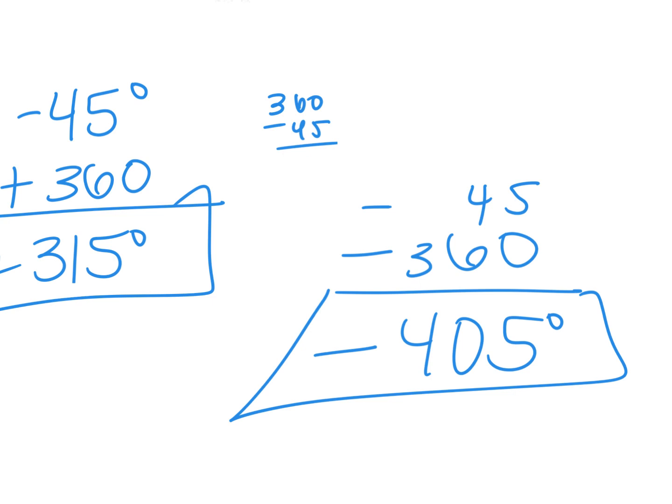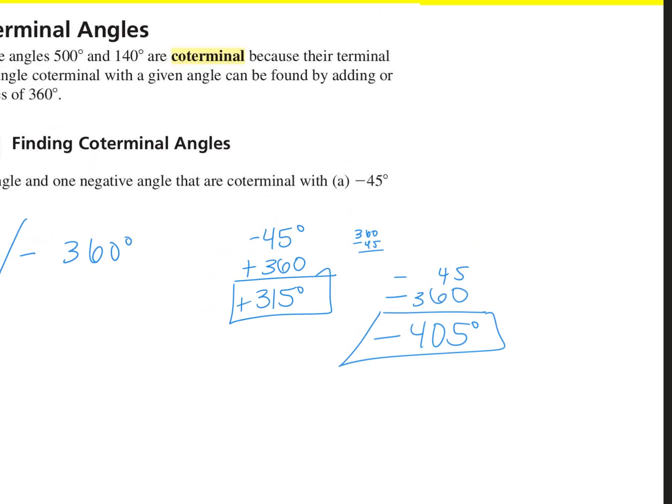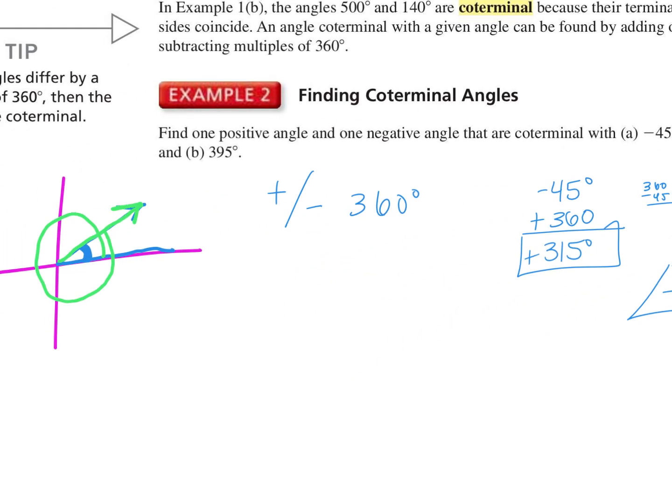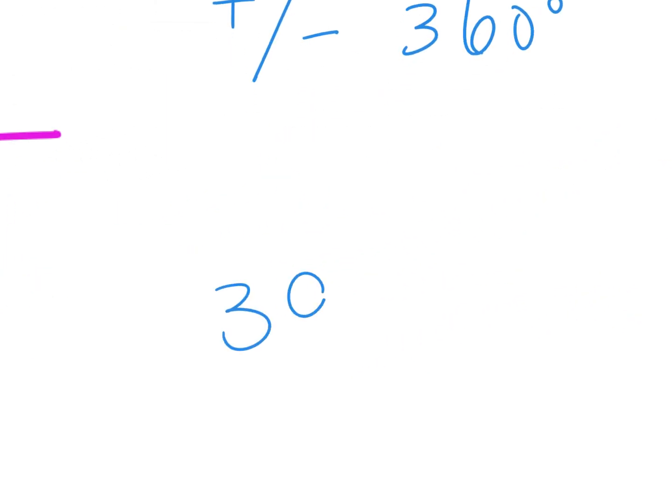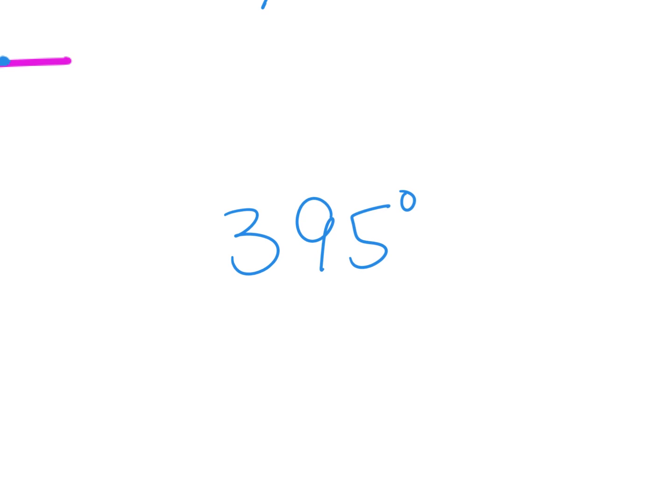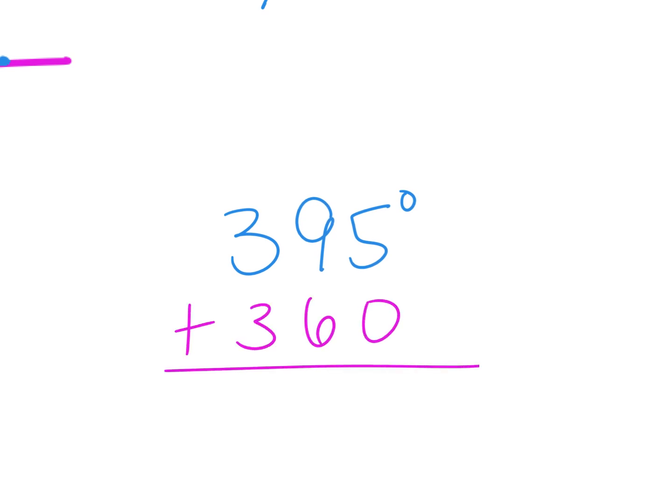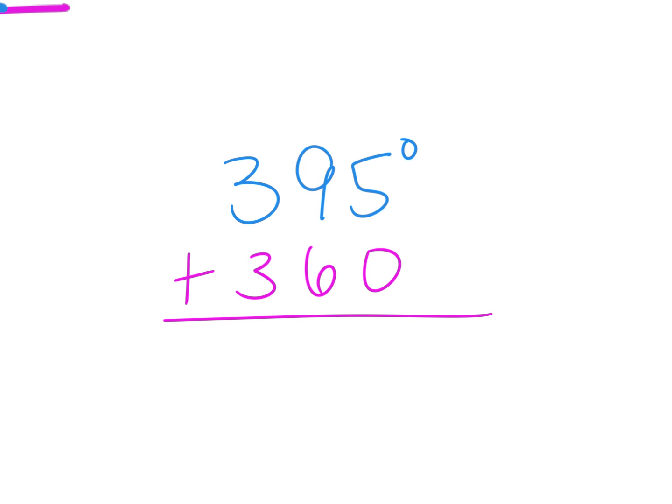How do you find coterminal angles, guys? You add 360 to get a positive. You subtract to get a negative. If you add 360 and don't get a positive, add another one. Just keep adding and subtracting whole circles. So if I have 395, I'm starting off with 395 degrees. I want one positive coterminal, so I could add 360.